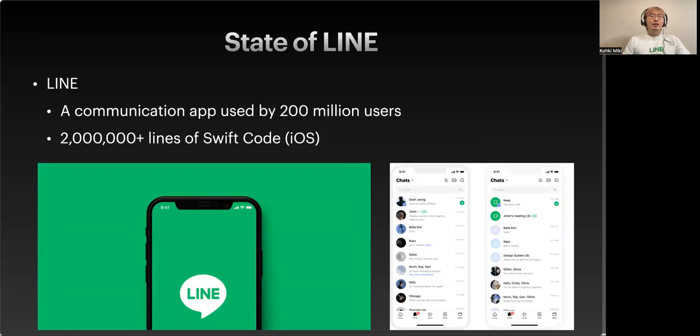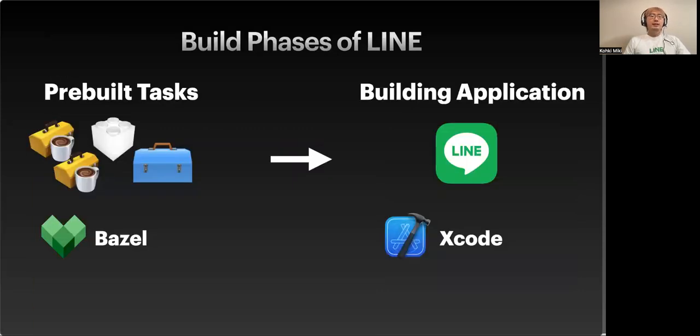Line is a communication application used by about 200 million users around the world. Line has a huge code base. Currently, we have about 2 million lines of Swift code only in iOS clients. This application has a lot of dependencies and pre-build tasks before building an application with Xcode.